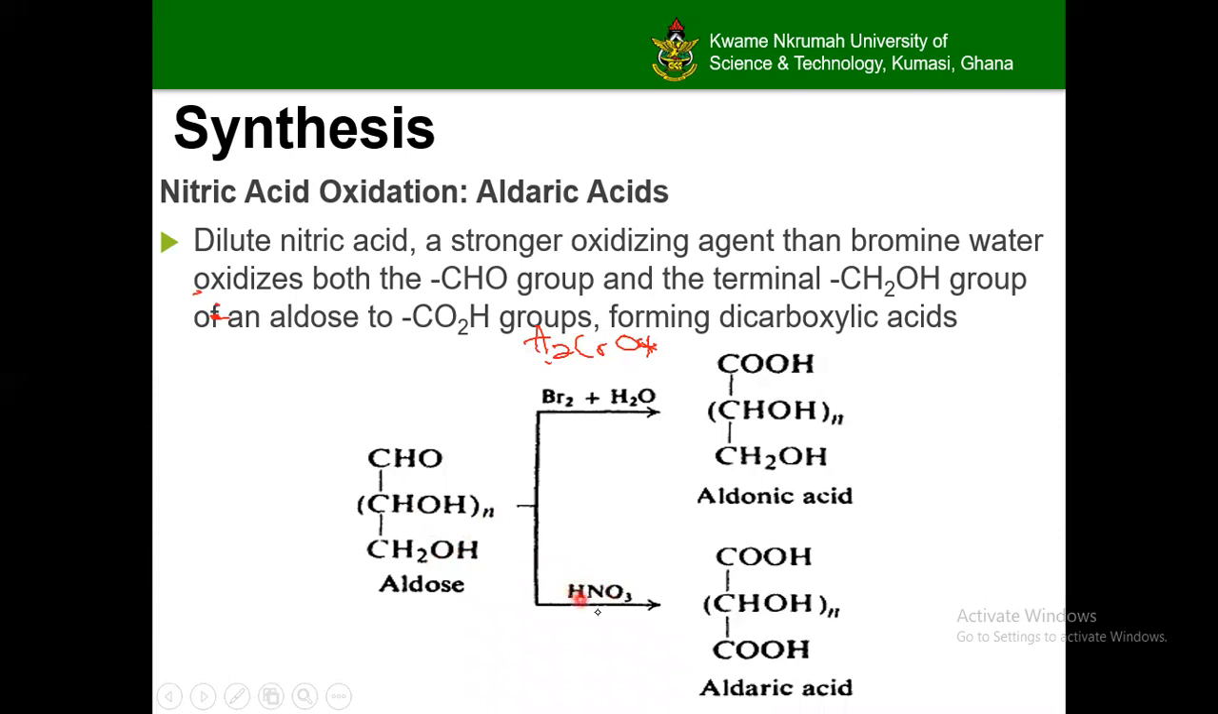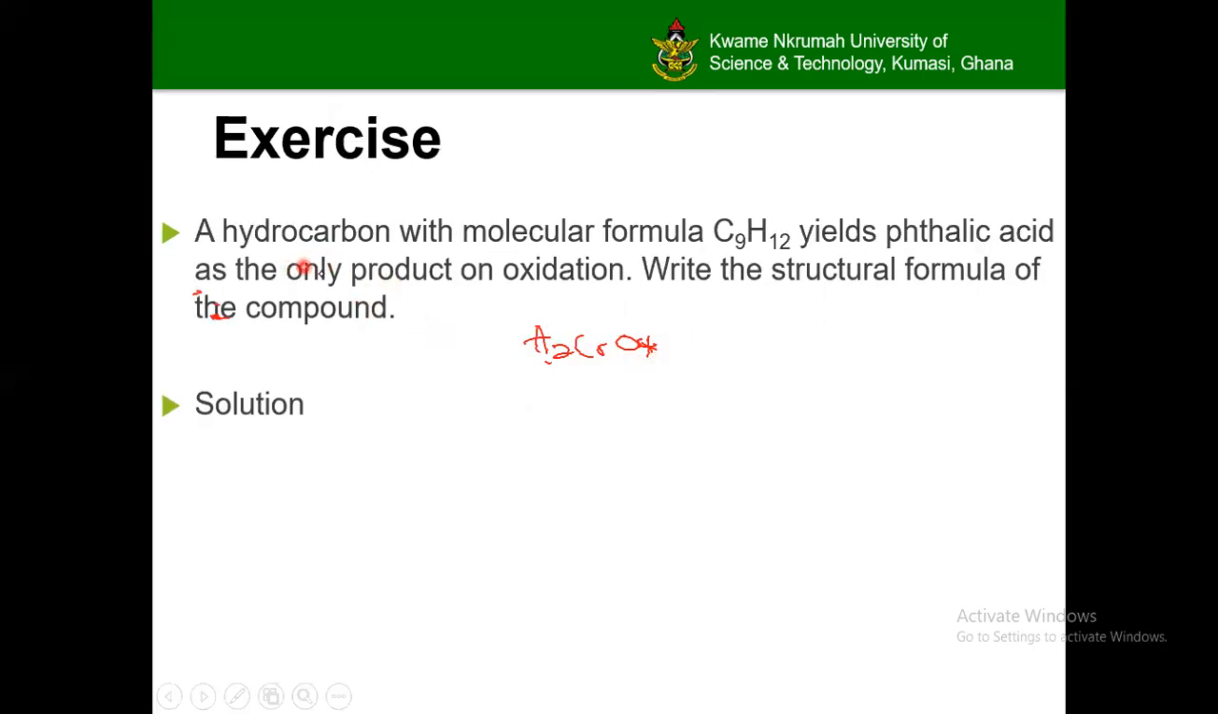Now, in the presence of a very strong oxidizing agent like nitric acid, it can oxidize both the aldehyde and the primary alcohol to get your aldaric acid. Now, the aldaric acid here is a dicarboxylic acid, right? Very necessary to note. And then in the presence of a very weak oxidizing agent, it can only oxidize the aldehyde functional group to form aldonic acid. So that is a monocarboxylic acid. Good.